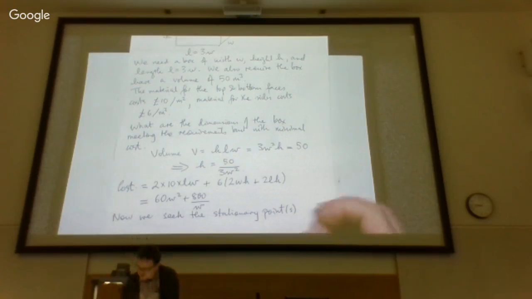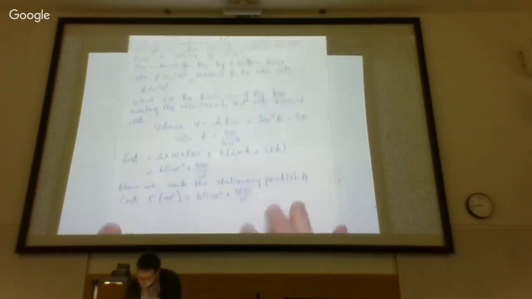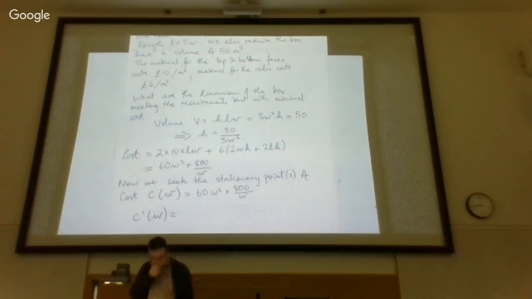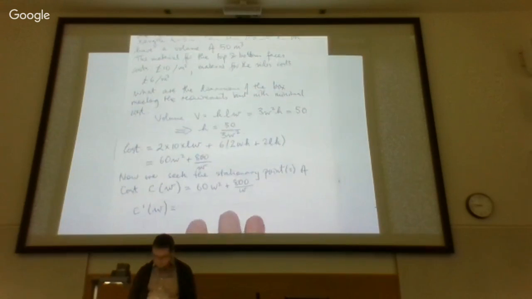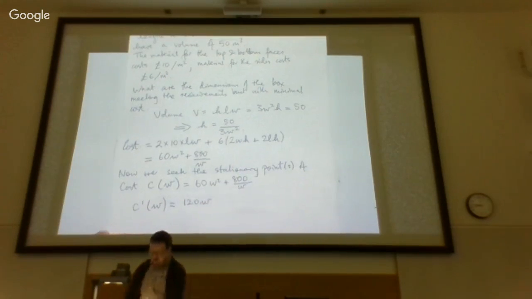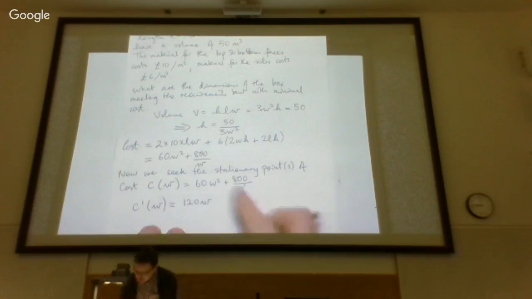Stationary point or points of the cost function. So we'll call the cost function C of w, which is 60 w squared plus 800 over w. So we look at the first derivative with respect to w. The first derivative is going to be 120 times w, which is what you get when you differentiate the 60 w squared. When you differentiate 800 over w, you get minus 800 over w squared.